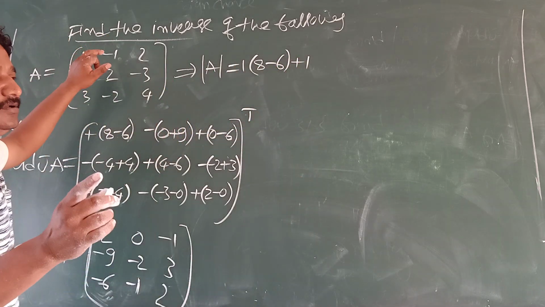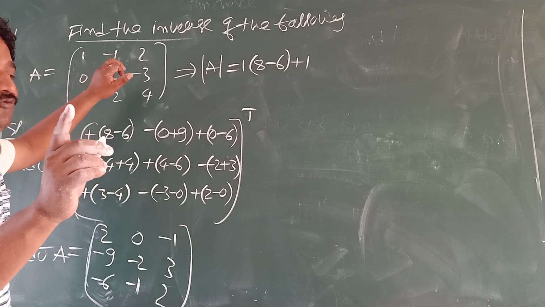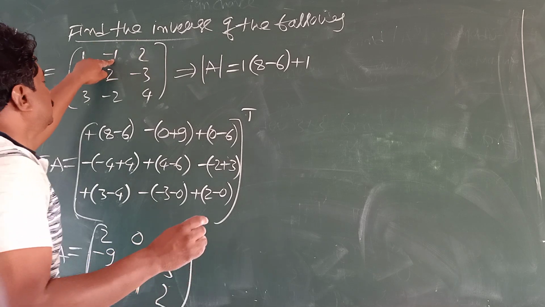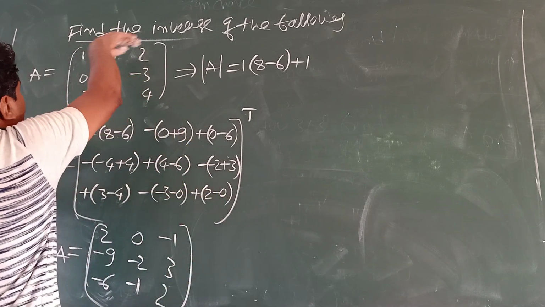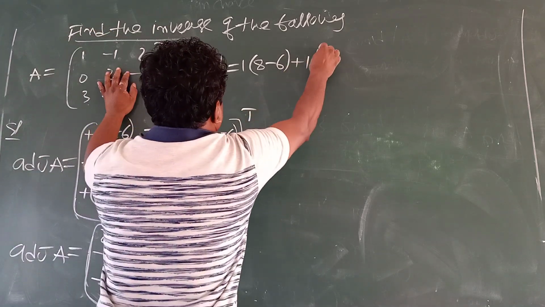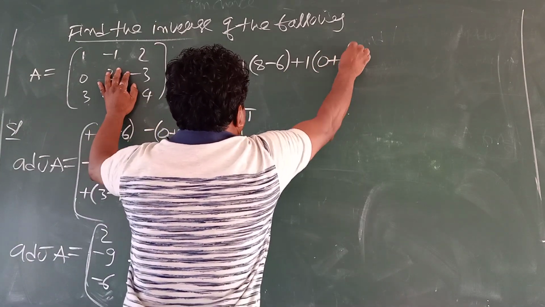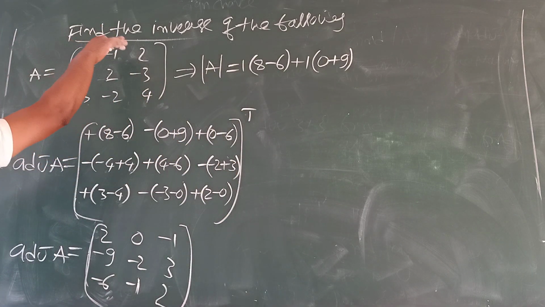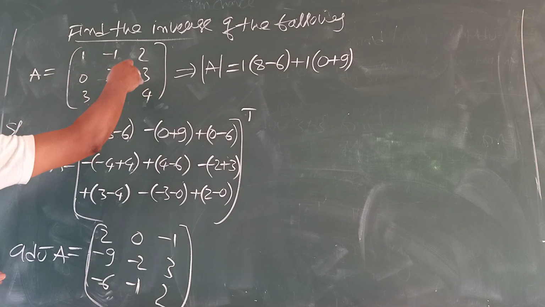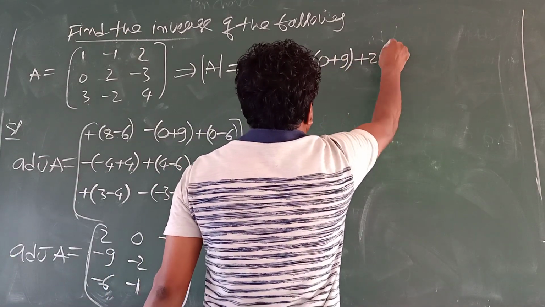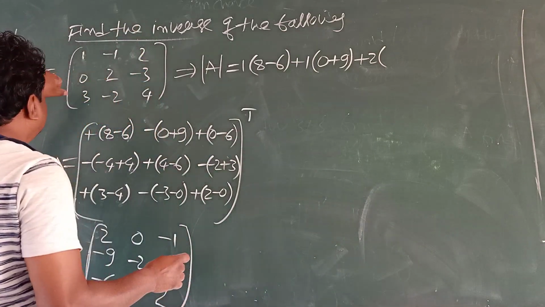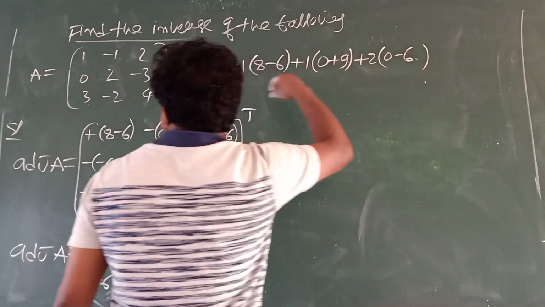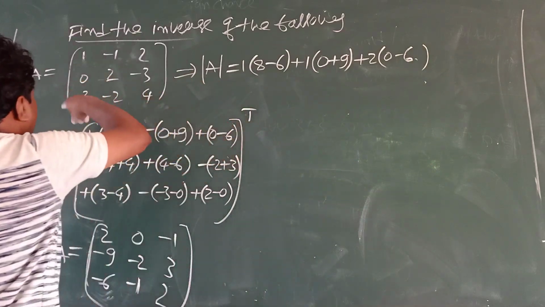While finding determinant value, you should not forget to give signs plus minus plus. Minus into minus plus. 1 into column row 0 plus 9. Column row 0. 1 minus 3 is 9. Next come to last element plus 2. Column row 0 minus 6. Simplify that. 0 minus 6.